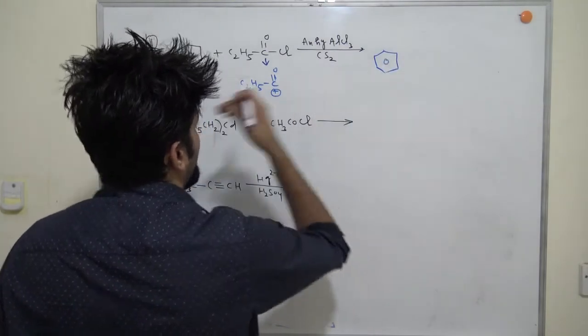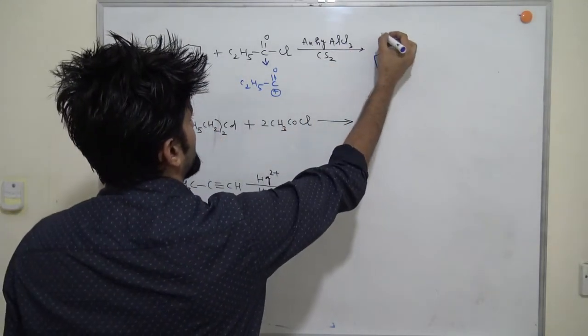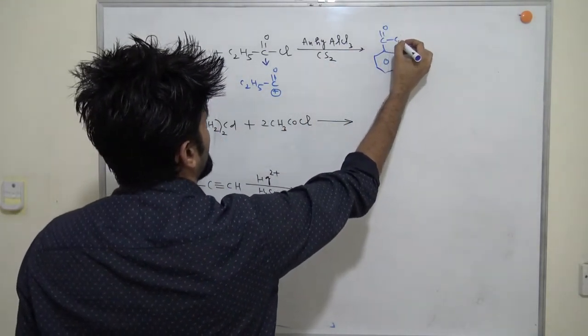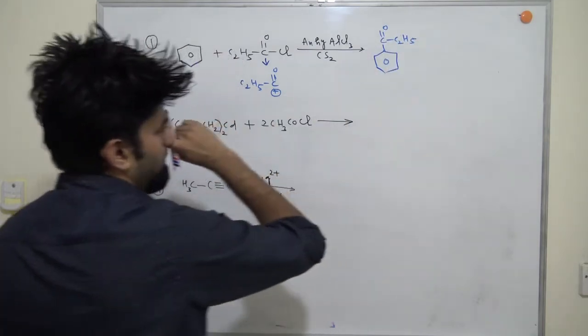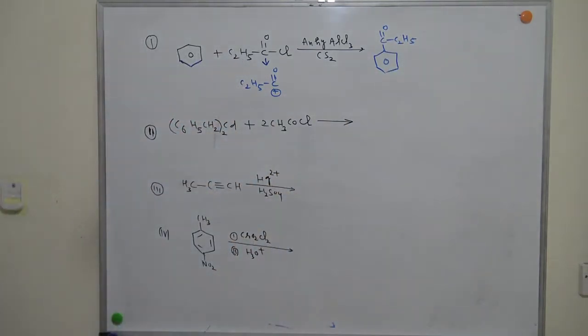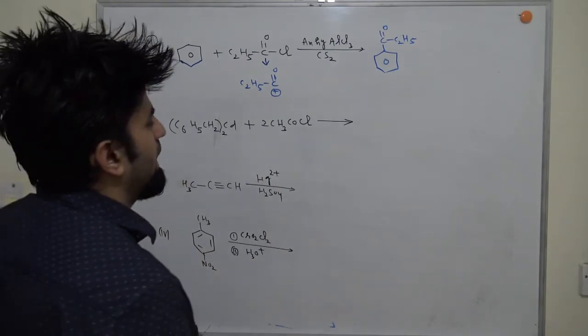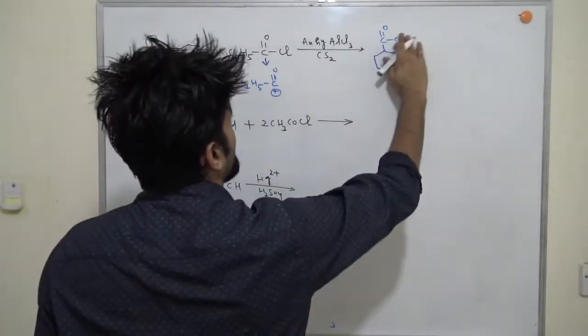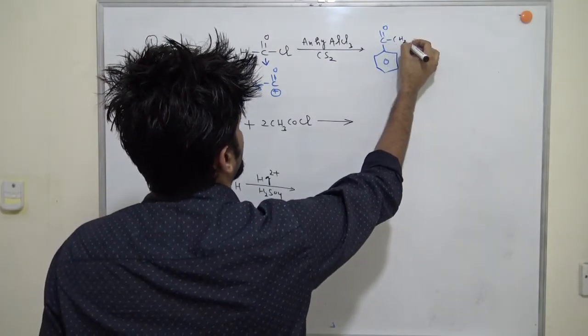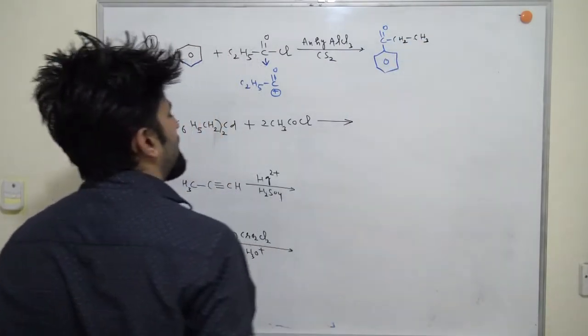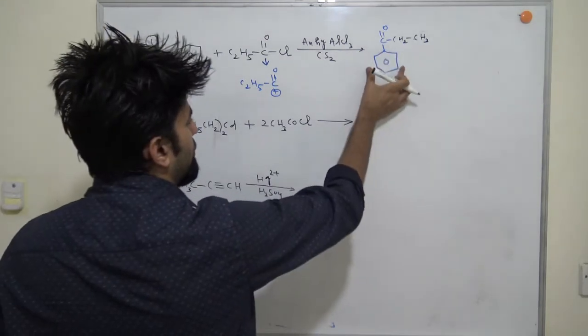If it directly attaches to the benzene ring, we will get COOC2H5. Okay guys, understood, right? And I can even do its IUPAC naming also. What will be its IUPAC name? CH2CH3. So the IUPAC name will be: this is the closed ring, this is the open chain.